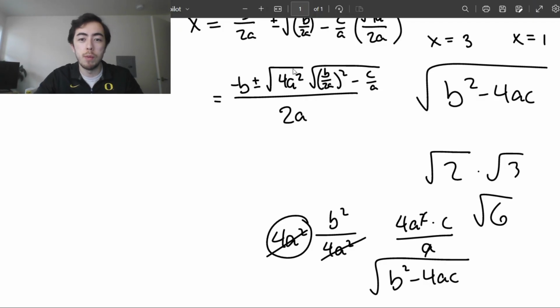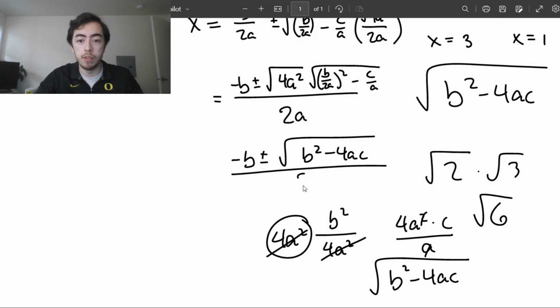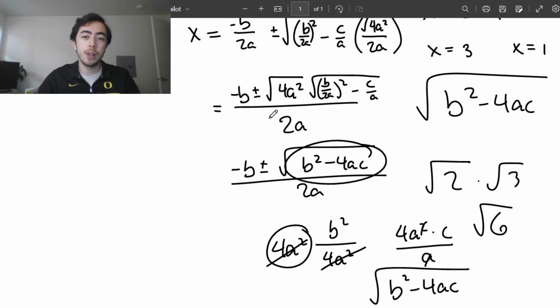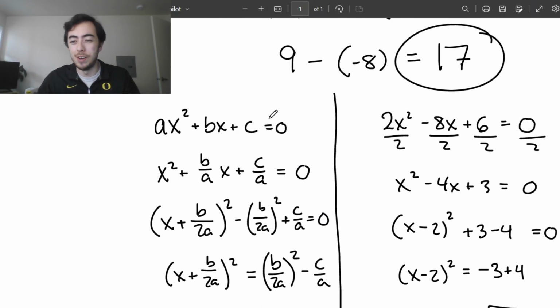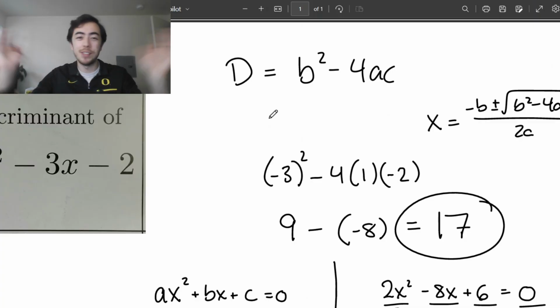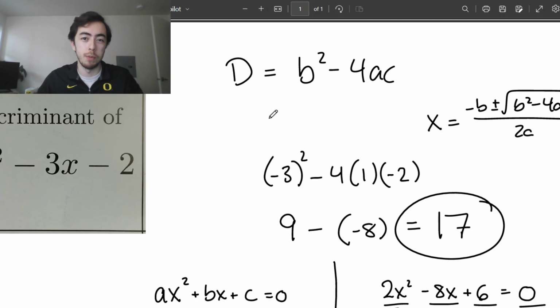So now that we know that multiplying this 4a squared into a radicand essentially creates the quadratic formula that we already know, we're done. This proves where the discriminant is coming from, right here. And you can know why it works by knowing how to derive the quadratic formula yourself. So that is the end of the video. The answer is 17 either way, but I did want to show where this expression is coming from.